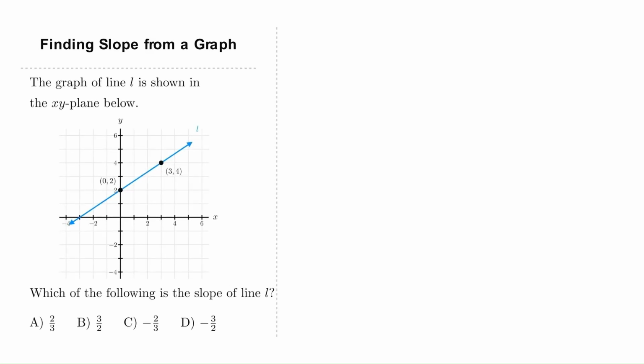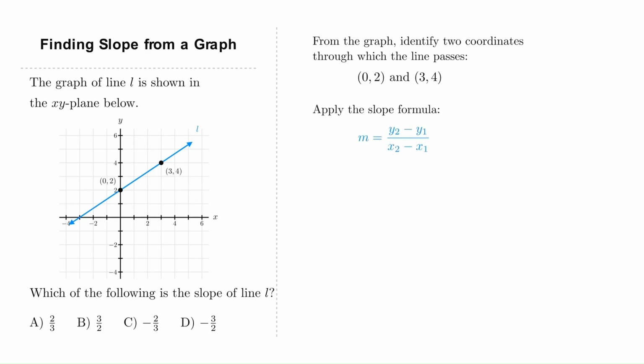In the second example, we will learn how to find the slope of a line directly from its graph. Given the graph of line L in the xy plane, we need to determine which of the given choices is the slope of the line. First, looking at the graph, we can identify 2 coordinate points through which the line passes. Here, 2 points are clearly labeled for us, (0, 2) and (3, 4). Like in the previous example, we can apply the slope formula. Plugging in our points, we find that the slope is 2/3. Comparing this to our choices on the left, we find that the correct answer is option A.